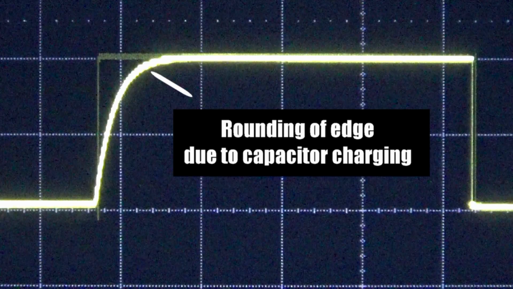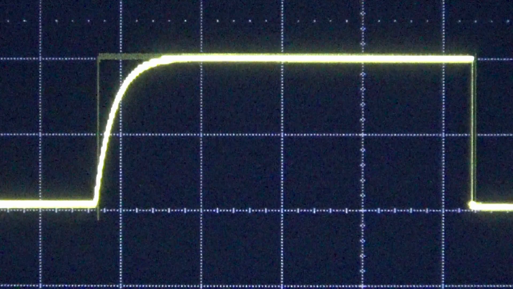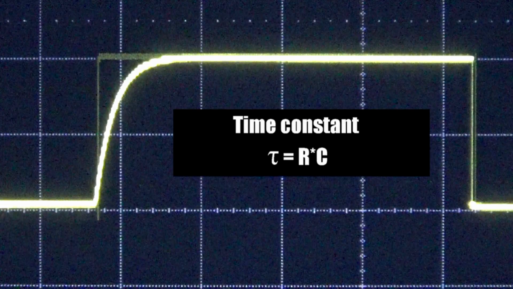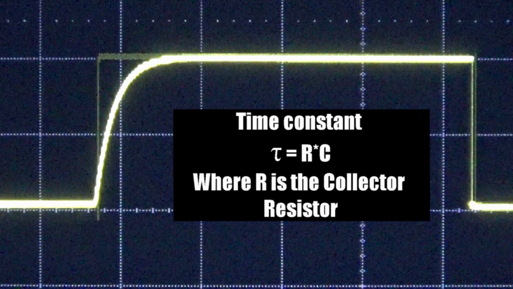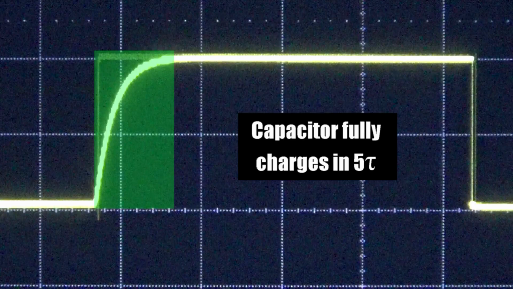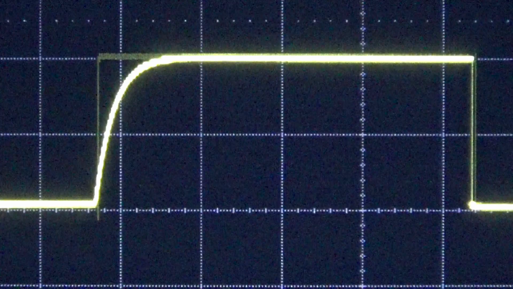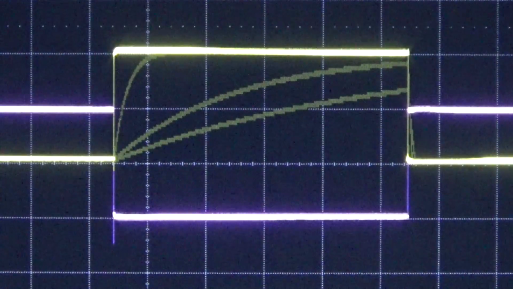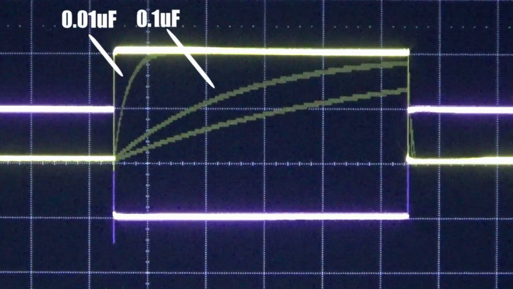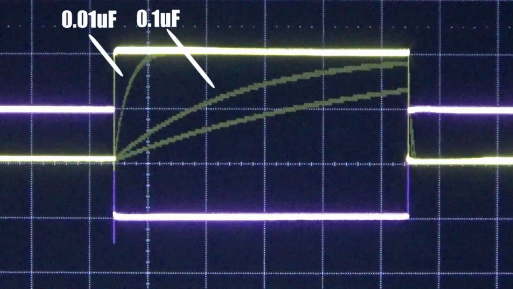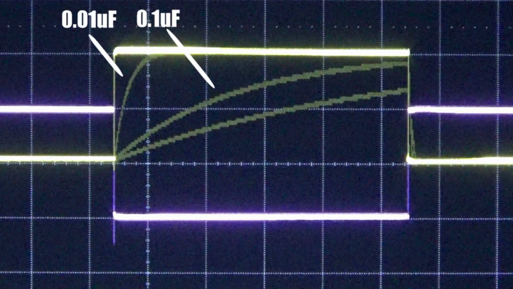The capacitor charges at a rate that's determined by the time constant, which is resistance times capacitance. In our case, the resistance is the collector resistor, and the capacitor is the one that's selected in parallel with the output. The capacitor will fully charge in 5 time constants. So here, the capacitance is too small to create a sawtooth waveform. The next capacitor selected was a 0.1 microfarad capacitor, so it's 10 times larger. Notice how there's a slower charging rate, and the output amplitude decreases slightly.